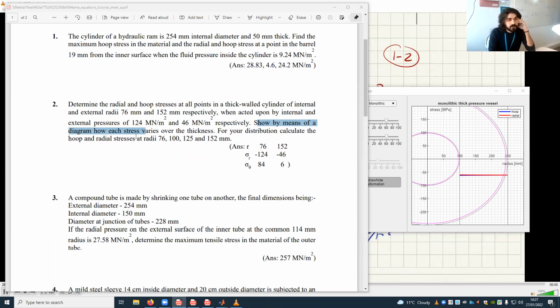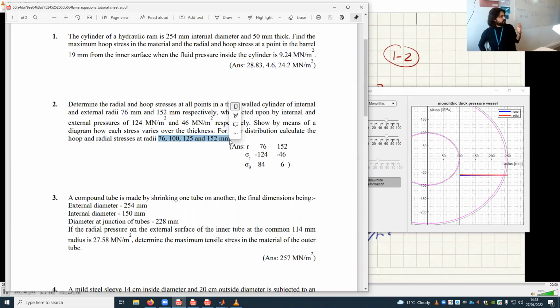Show by means of a diagram how each stress varies over the thickness. So that means just draw the distribution. Again, if you didn't have MATLAB or anything, you should draw this by hand, which is very hard to do for a mostly hyperbolic-like distribution. So it is suggested that you calculate 4 points and then you join them up. Okay? This is piecewise linear. It's not hyperbolic, but it would be quite close. This is just how Excel does it.